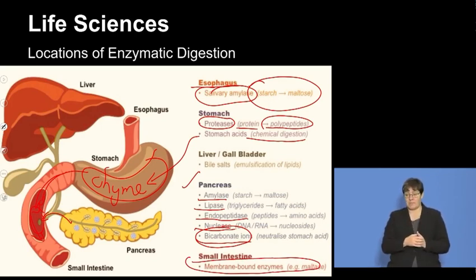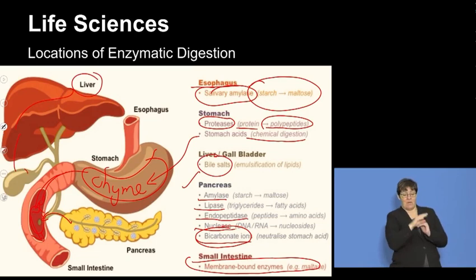Let's not forget the function of the liver. The liver produces bile salts, which are temporarily stored in the gallbladder, which are then released via the bile duct into the duodenum, that helps in fat digestion.